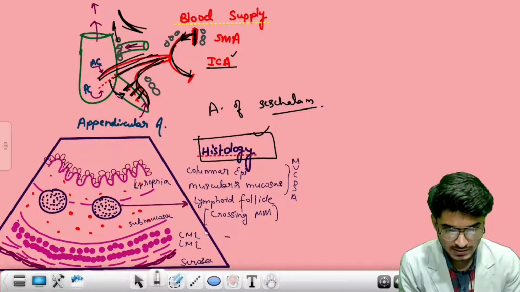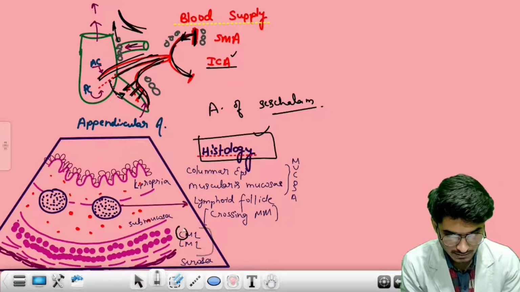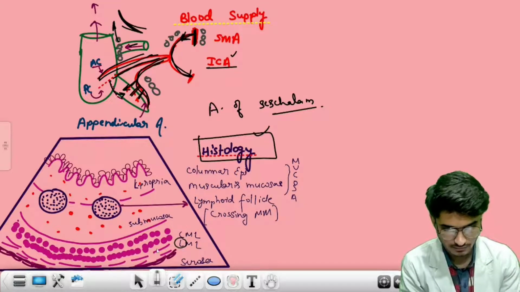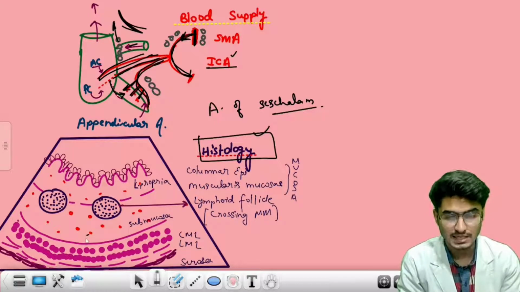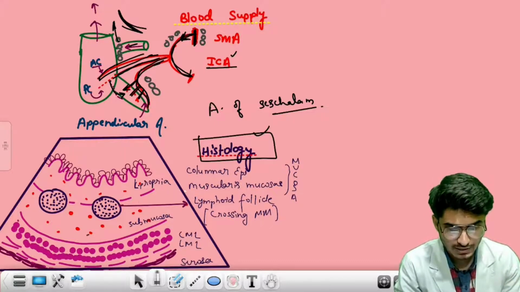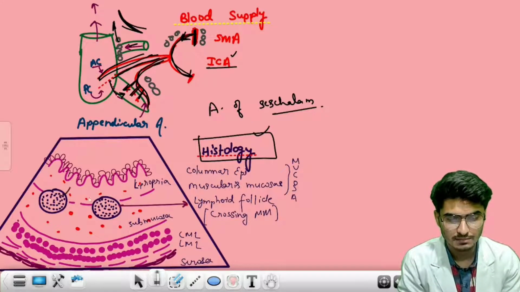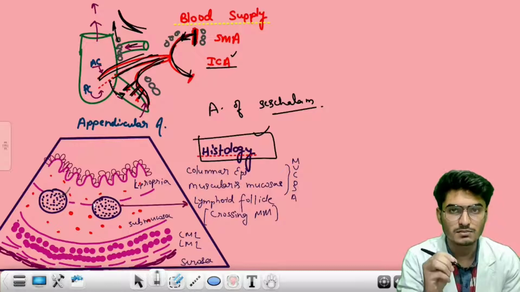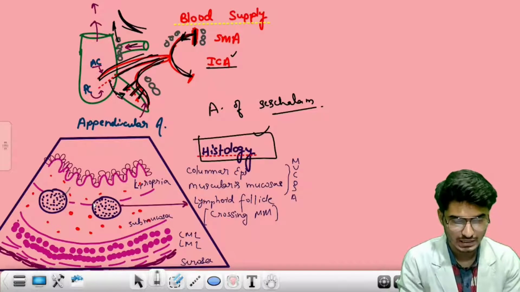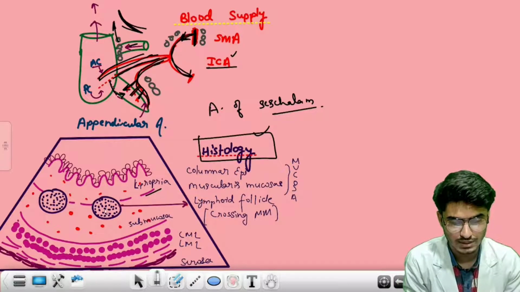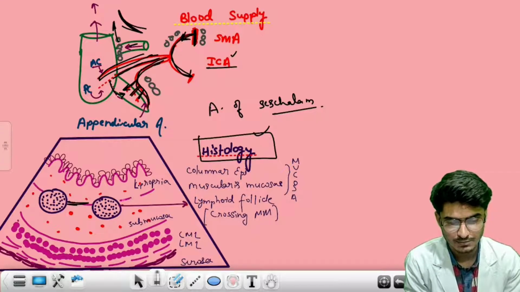So another layer is the muscularis propria or muscularis externa. That is the circular muscle layer, and that is the longitudinal muscle layer, followed by the submucosa, having the blood vessels and also the lymphoid follicles. Lymphoid follicles are present between the mucosa and submucosa, infiltrating or crossing the muscularis mucosae here.